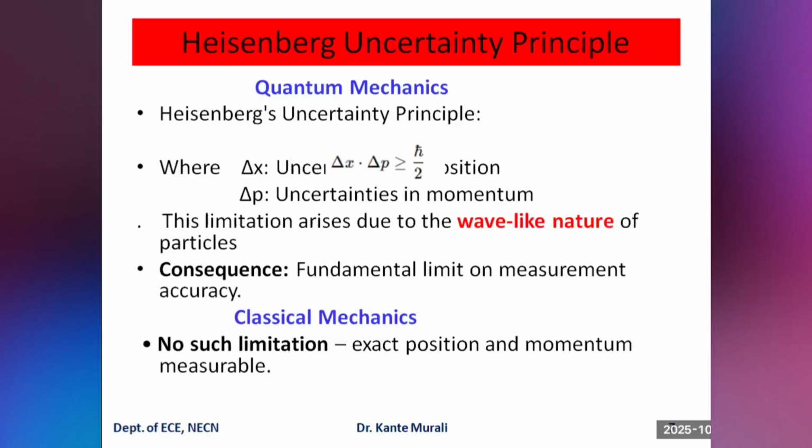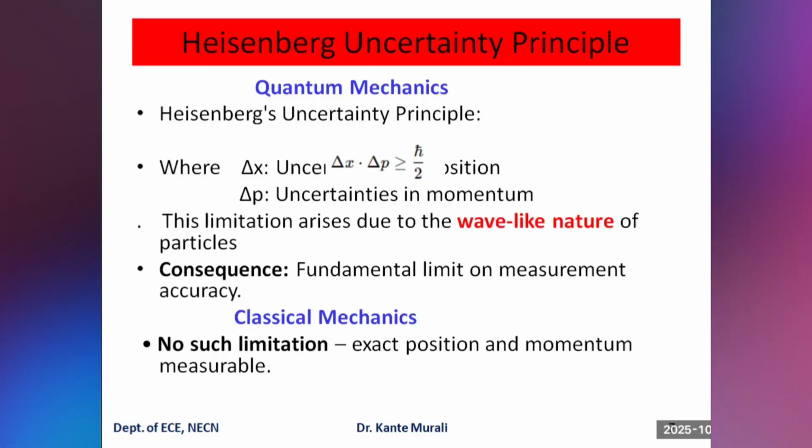Let us come to the uncertainty principle. According to this, we cannot simultaneously know the particle's exact position and momentum. There is always an uncertainty governed by this: delta x times delta p is greater than or equal to h-bar by 2. This deviation arises due to the wave-like nature of a particle. One can say it is a fundamental limit on measurement accuracy in quantum mechanics.